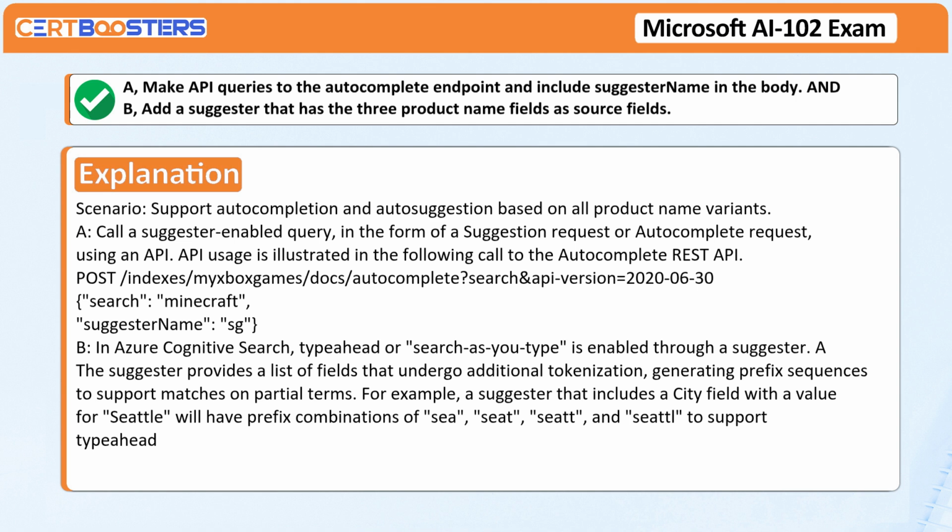Answer: A. Make API queries to the autocomplete endpoint and include suggester name in the body. And B. Add a suggester that has the three product name fields as source fields. Explanation: scenario: support auto-completion and auto-suggestion based on all product name variants. A. Call a suggester-enabled query in the form of a suggestion request or autocomplete request using an API.